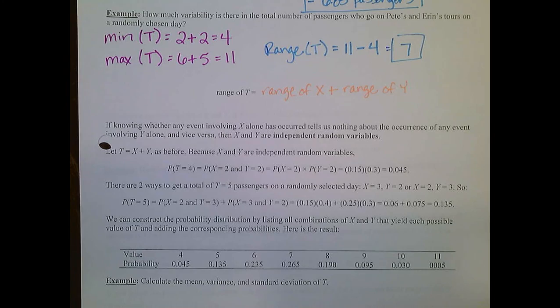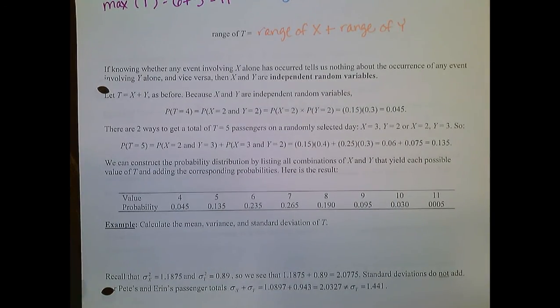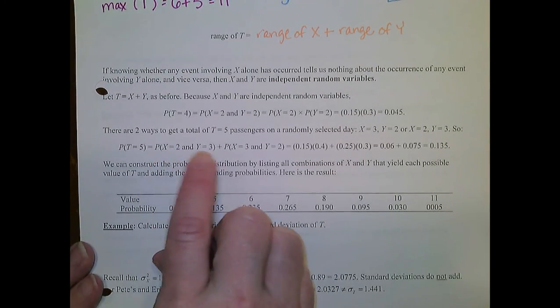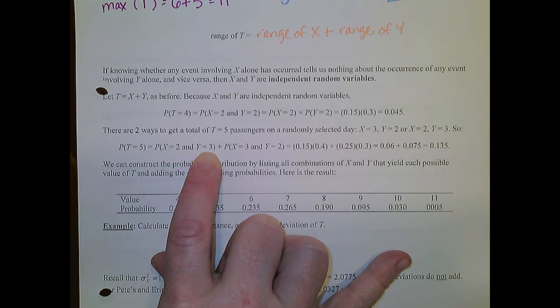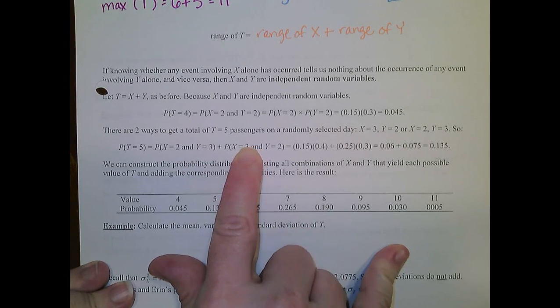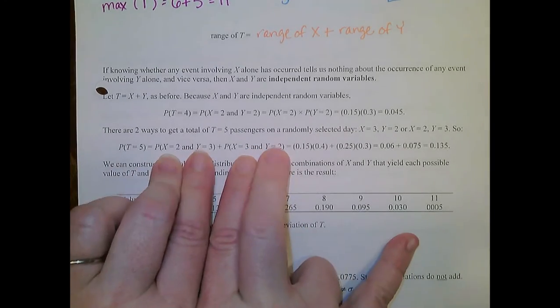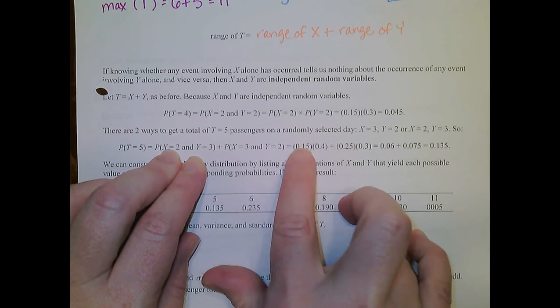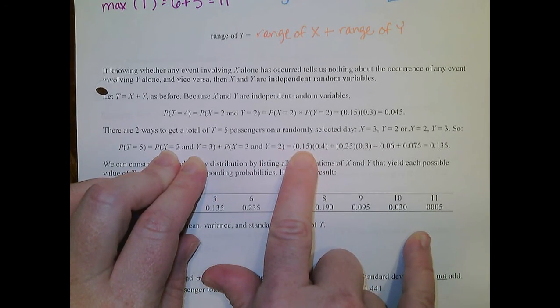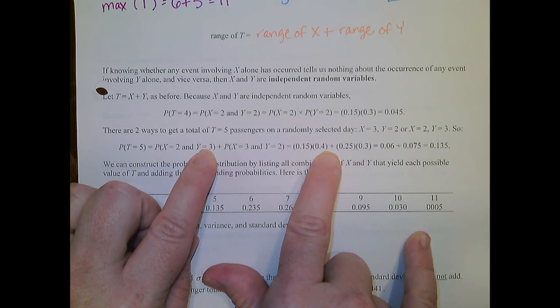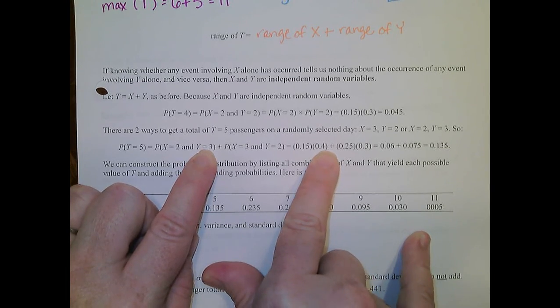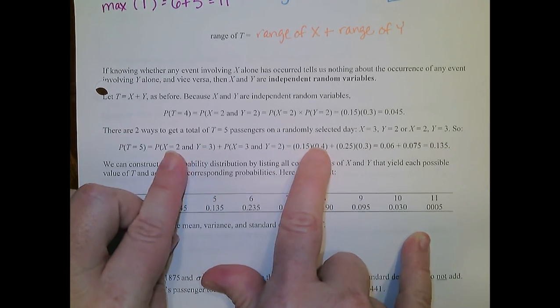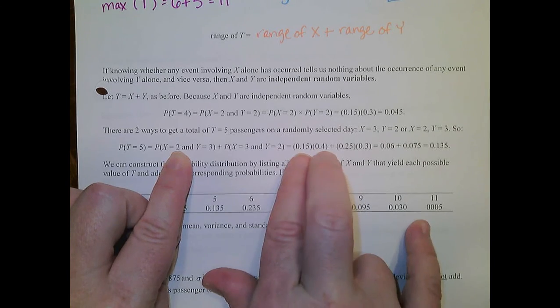So there are actually 2 ways that we could get a total of 5 passengers. We could either have that Pete has 2 passengers and Aaron has 3 passengers, or we could have that Pete has 3 passengers and Aaron has 2 passengers. And again, these are independent events. The probability that Pete would have 2 passengers, we said before, is 0.15. The probability that Aaron would have 3 passengers from our probability distribution for y is 0.4. And again, because these events are independent, the probability of both of those events occurring is just going to be the product of the 2. So 0.15 times 0.4.